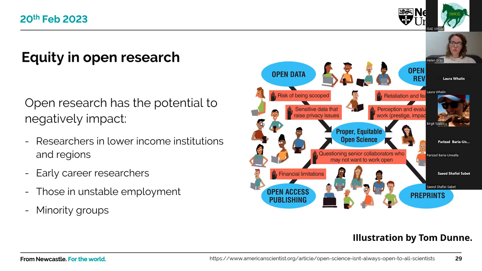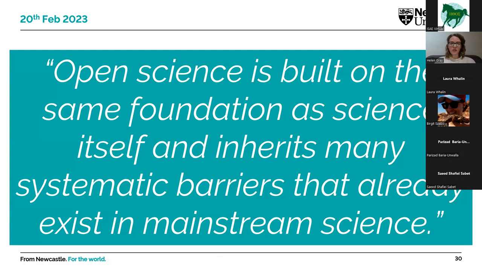And a quote from this article, which I think is really pertinent, is that open science is built on the same foundation as science itself, and it inherits many systematic barriers that already exist in mainstream science. And so we really need to be thinking about these when we think about whether we should be moving towards merit for open science practices and what the barriers are for some of our research community.